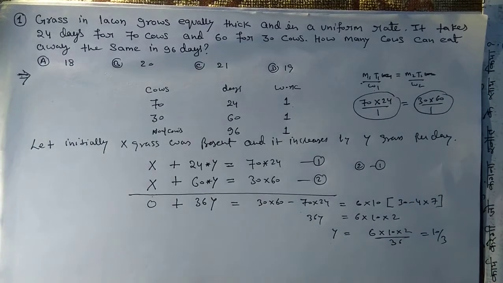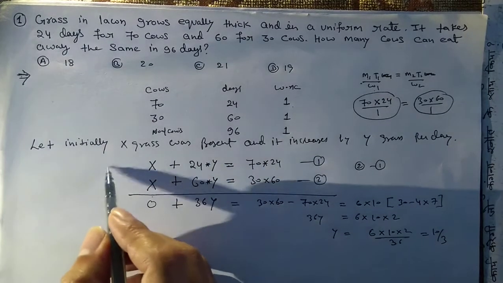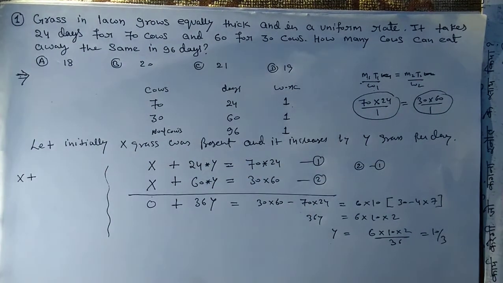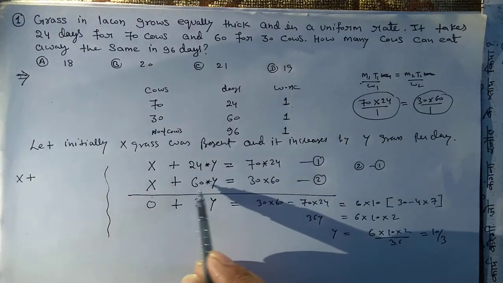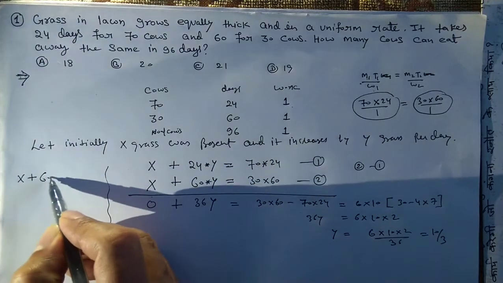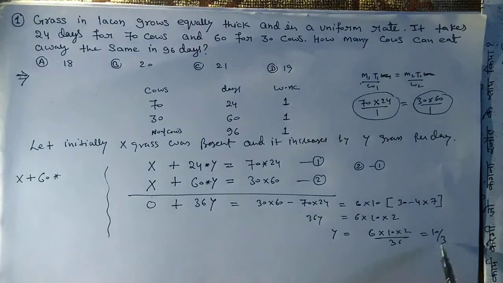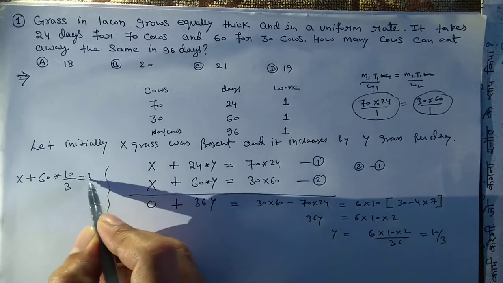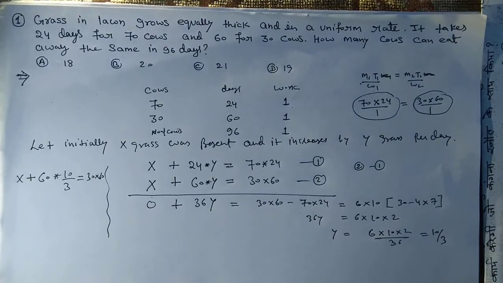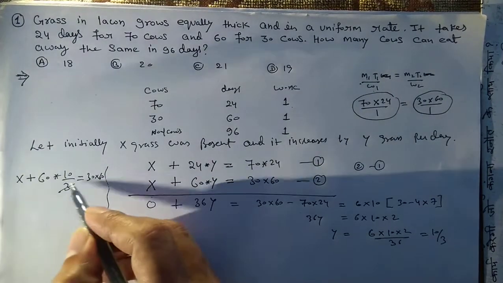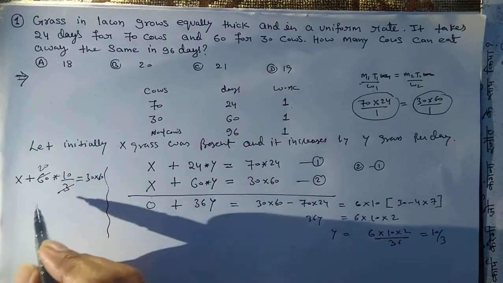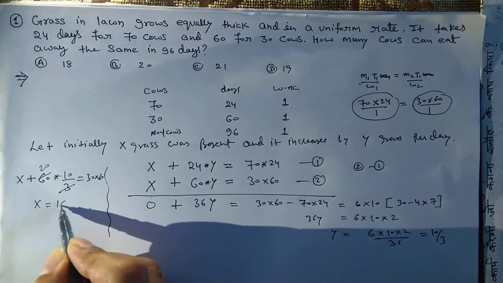Now you can find X. How to find X? Very simple. X plus 60 into Y, in place of Y you will write 10 upon 3, is equal to 30 into 60. Now to solve this, 3 2s are 6, so this is 200 and this is 1800. So X is equal to 1600.